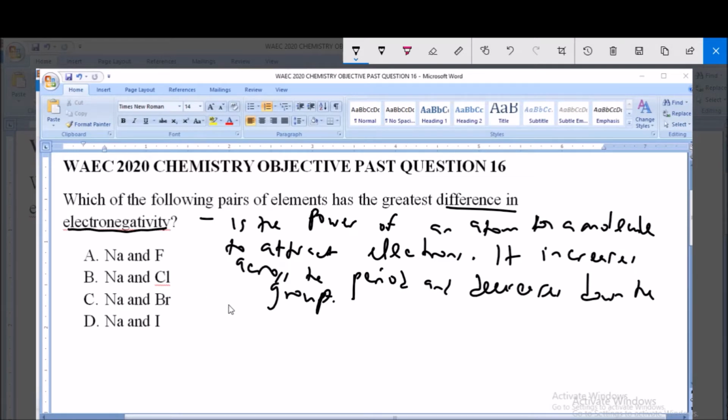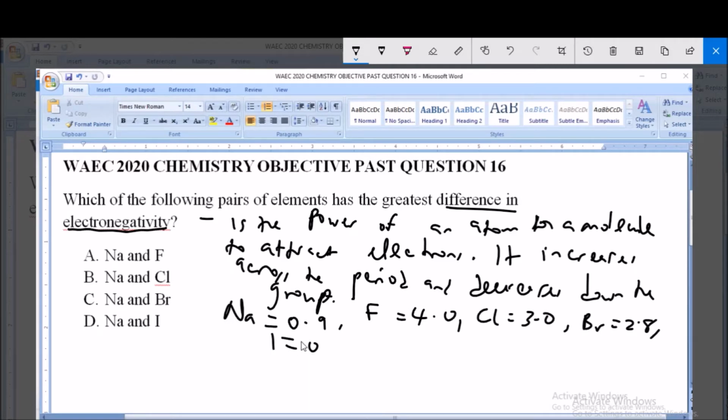Now, sodium has an estimated electronegativity value of 0.9, fluorine about 4.0, chlorine 3.0, bromine 2.8, and iodine 2.5. So all we need to do is subtract sodium in each of the options from the other element in order to find the difference in electronegativity, and we'll see the one which has the greatest difference in electronegativity.